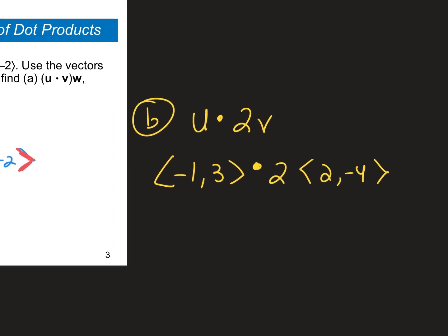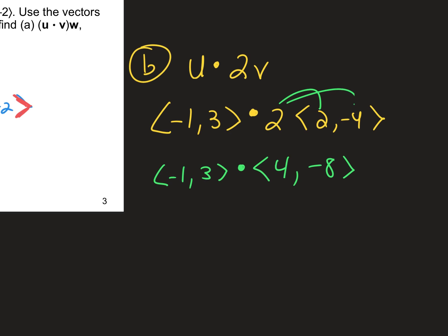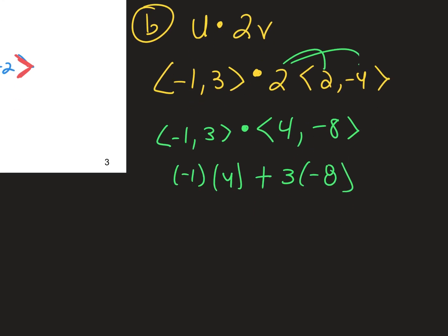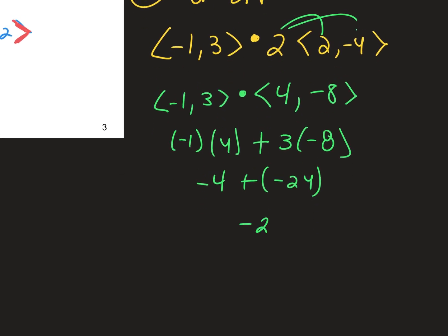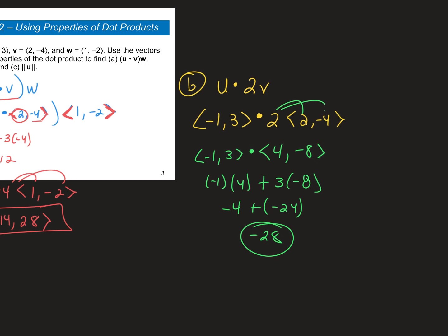So what do I do first, guys? Do I find the dot product or do I distribute? We're going to distribute first. So my negative 1, 3 is hanging out over here. And then I distribute. 2 times 2 is 4. 2 times negative 4 is negative 8. And now I find the dot product. How do we do that? First times first plus second times second. What's negative 1 times 4? Negative 4 plus, what's 3 times negative 8? Negative 24. When I add those two together, I get negative 28, a singular value.